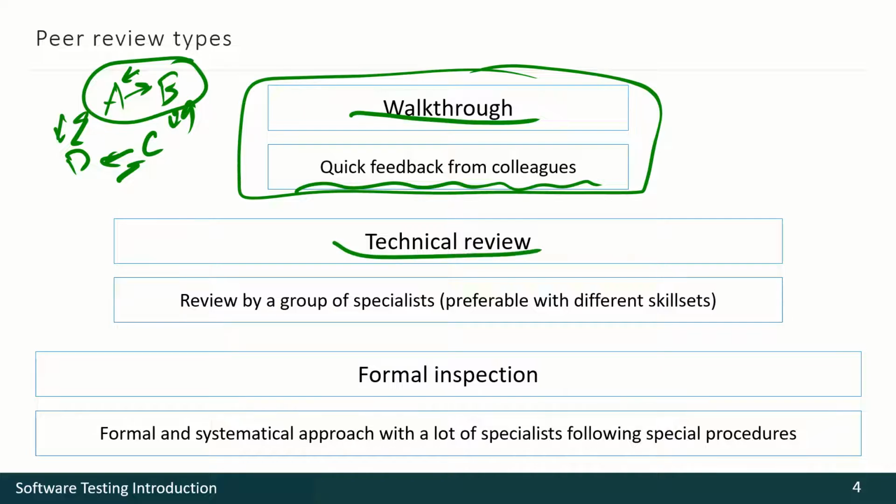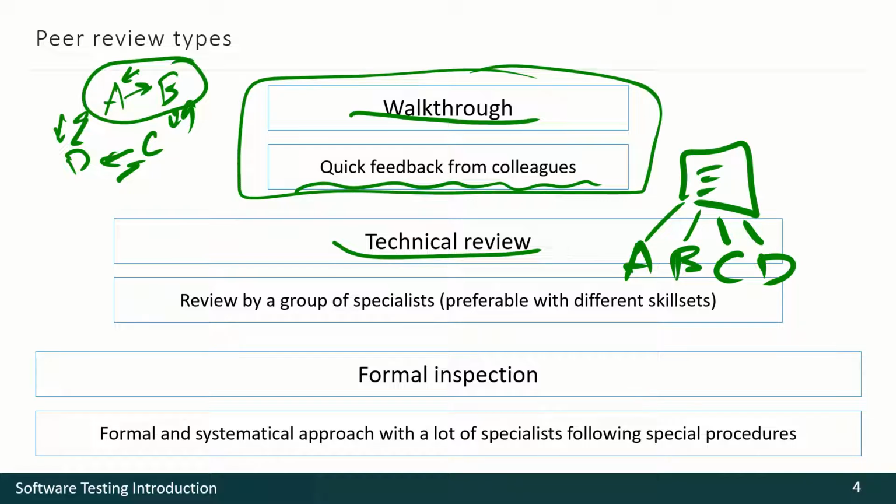Technical review requires several people to review one document. And only after each person says it's okay with the document, this document is considered to be okay. But if even one person says it's not okay, the document is not considered to be okay. And the author or even group of authors has to rework the document until that person also says it's okay. That's the second level.